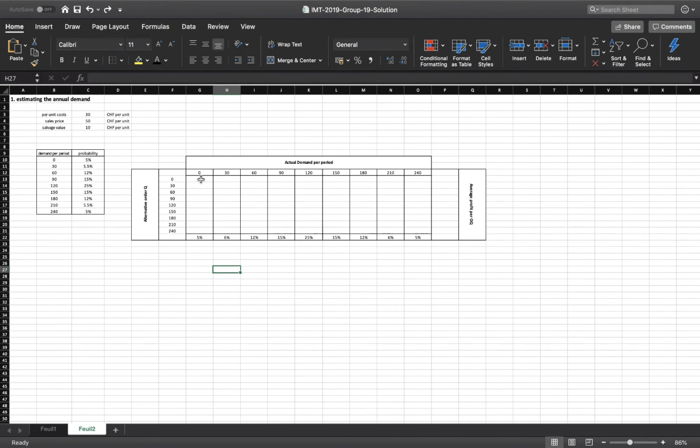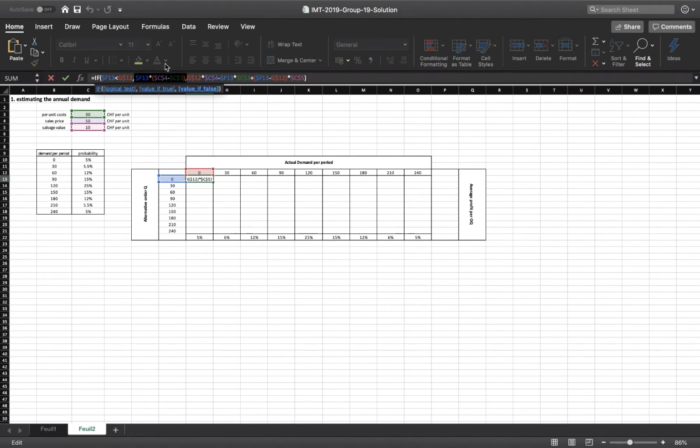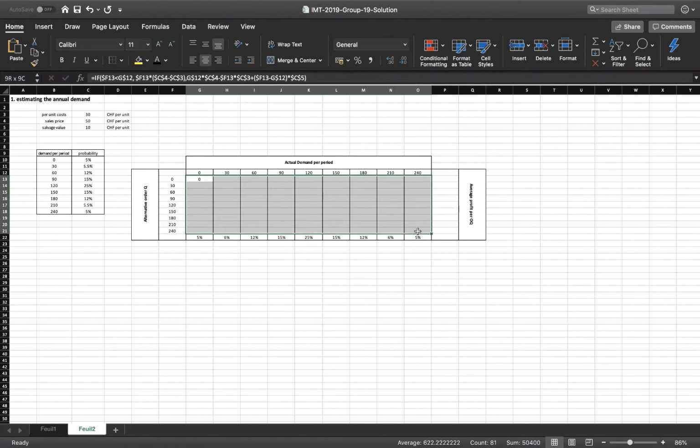If he orders too much, he can resell the books at a salvage value lower than the initial price, here in the formula. If he doesn't order enough, he fails to capture the whole demand and has negative opportunity costs, here in the formula. This gives, for the different situations, these numbers.